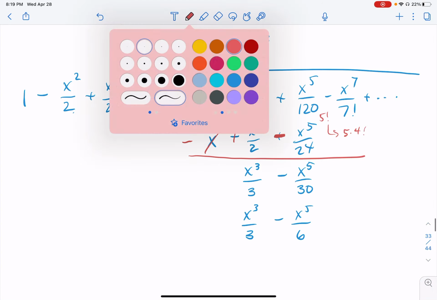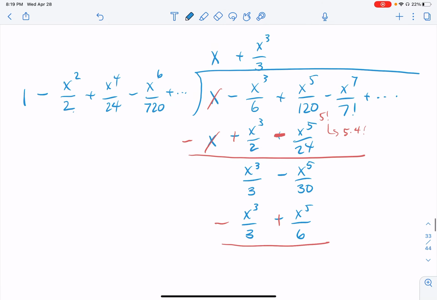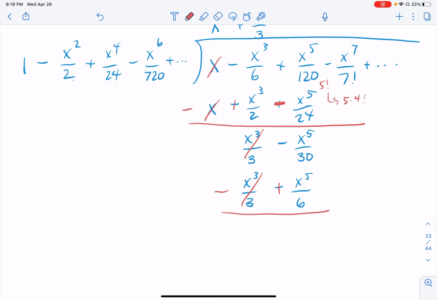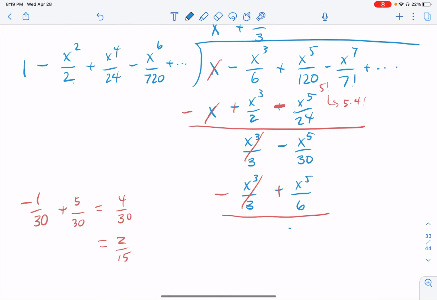Next up, subtraction, minus plus. These terms, they just disappear? Why, of course they just disappear. And now we just have to do our subtraction over here. -1 over 30 plus 1 over 6. Another easy one, because all I have to do is multiply by 5. So that's 5 over 30. 4 over 30 positive, which reduces by 2. 2 over 15. So positive, right? Yes, 2x to the 5th over 15.